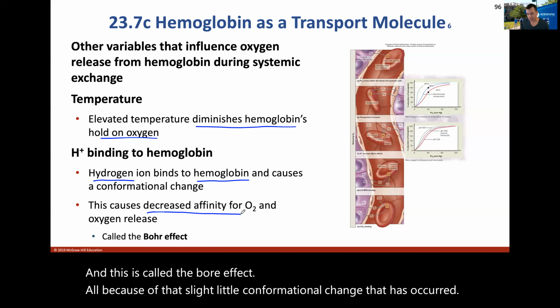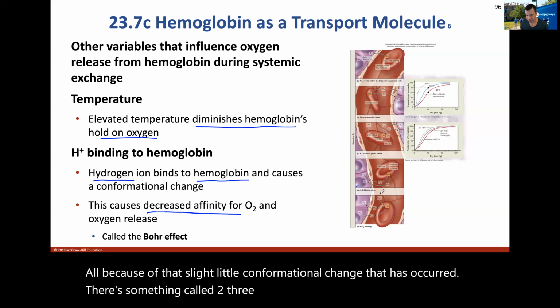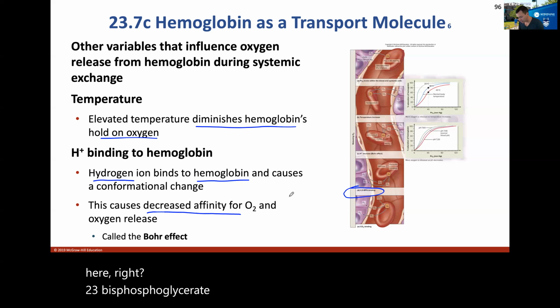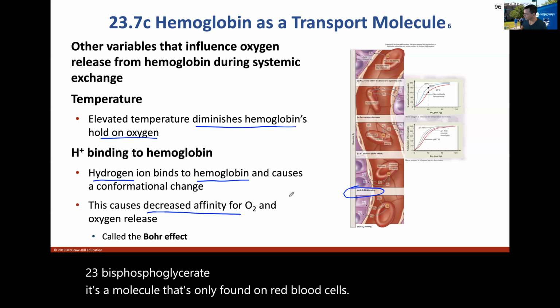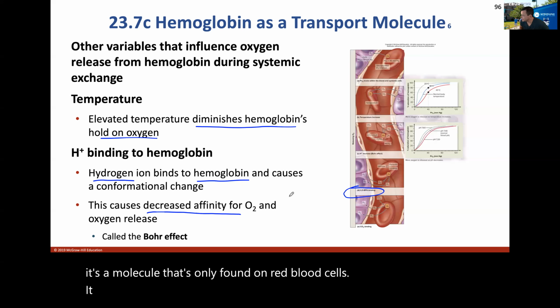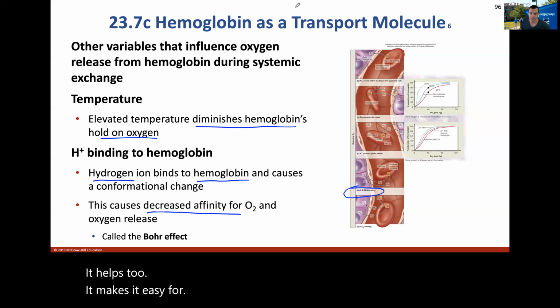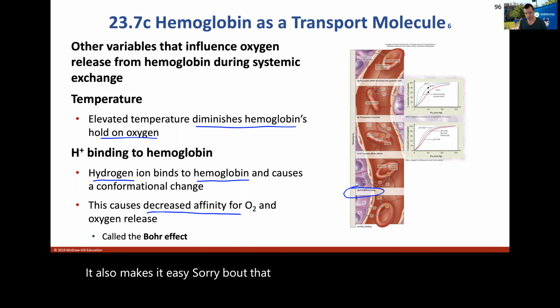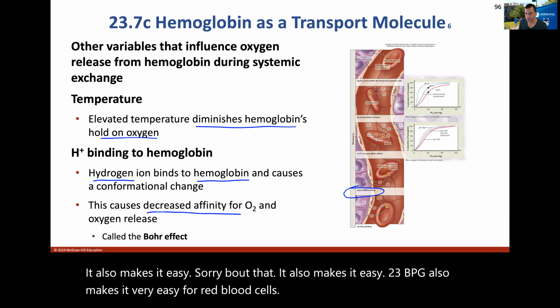There's something called 2,3-BPG, and you can see that listed right here. 2,3-bisphosphoglycerate. It's a molecule that's only found on red blood cells. It also makes it very easy for red blood cells to release oxygen as well.